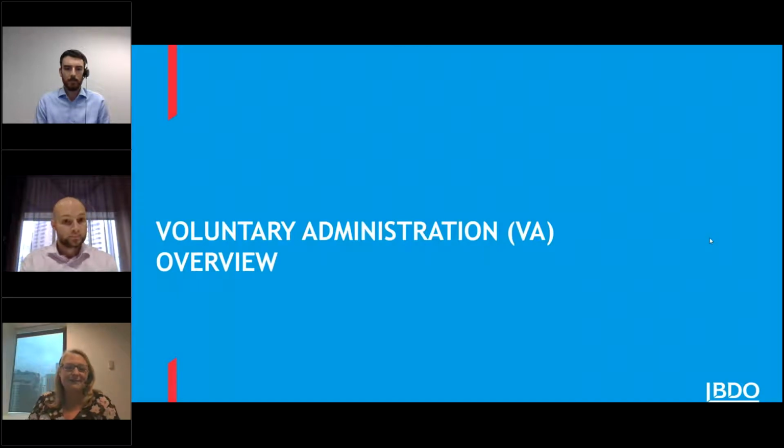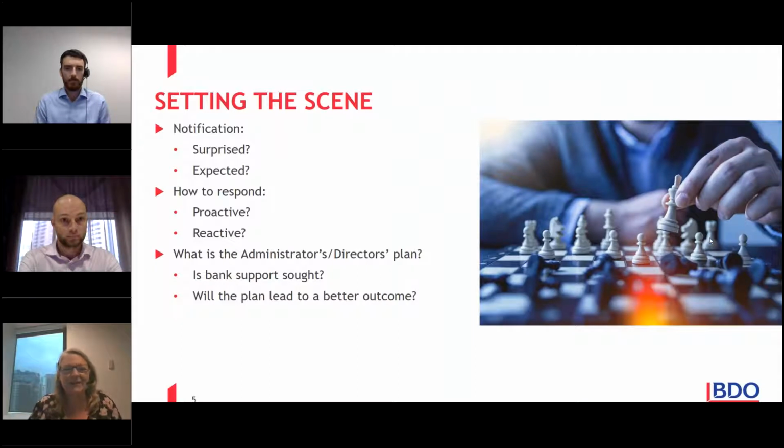Okay, so voluntary administration, it's commonly abbreviated to VA, and we'll do that throughout this presentation. So setting the scene, why we thought this presentation might be interesting is sometimes voluntary administrations can come as a bit of a surprise. How do you, as a secured creditor, actually find out about them? And then how do you respond? And then what's it all about? What is this VA all about?